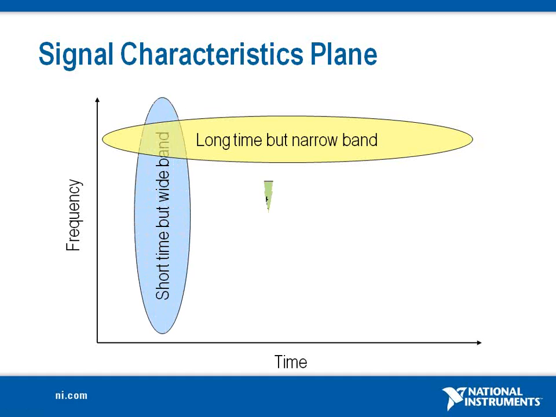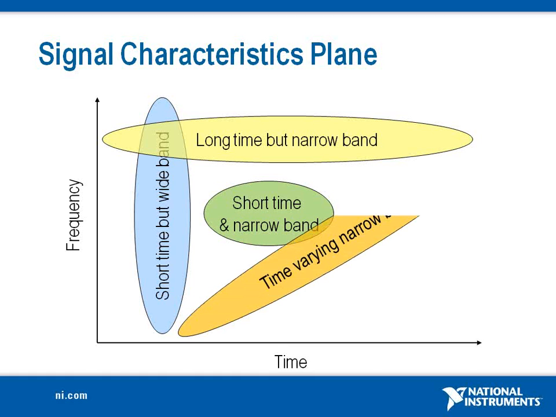Some features have a short time duration and narrow bandwidth, for example, decay resonance. Some features might have a time varying bandwidth, for example, the imbalance bearing generating noise dependent on RPM. You might need to use different signal processing algorithms for different types of signal characteristics in the time frequency plane.